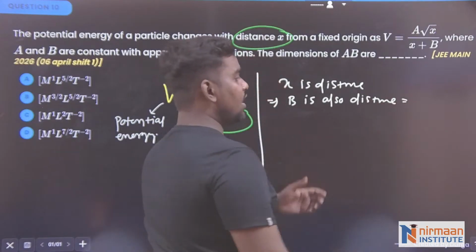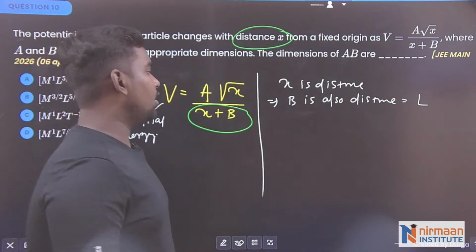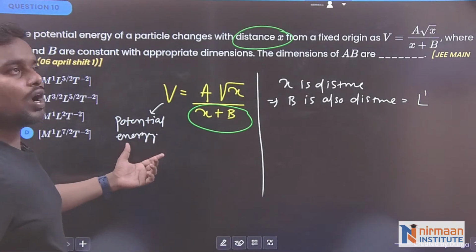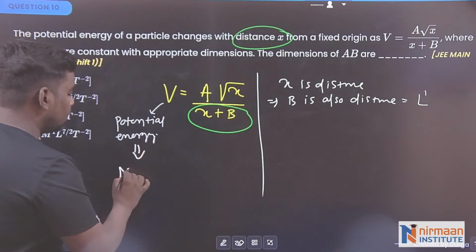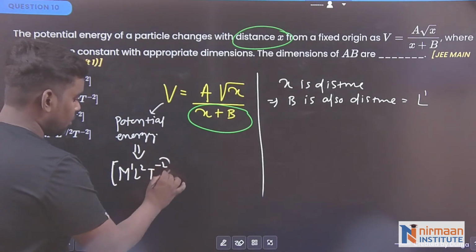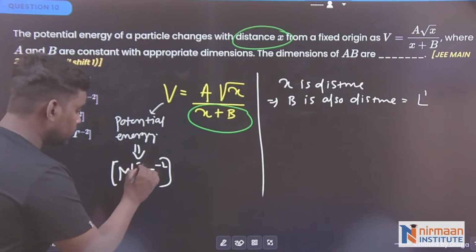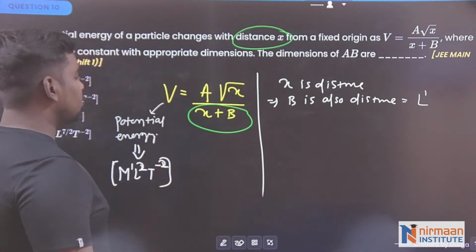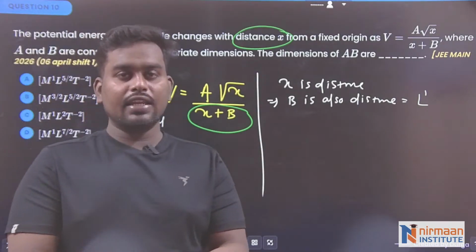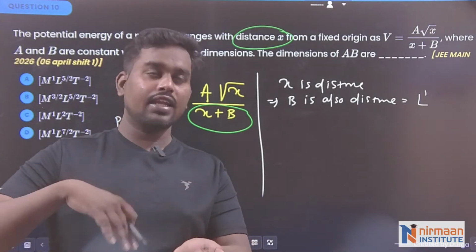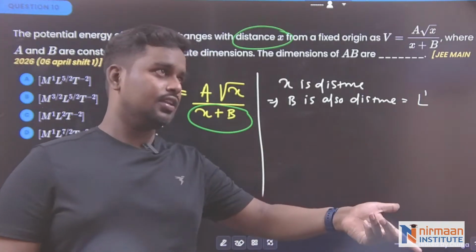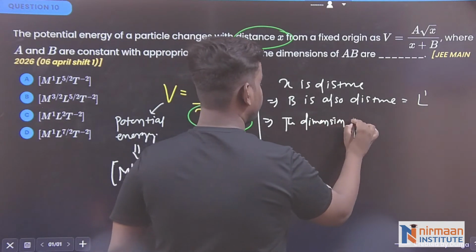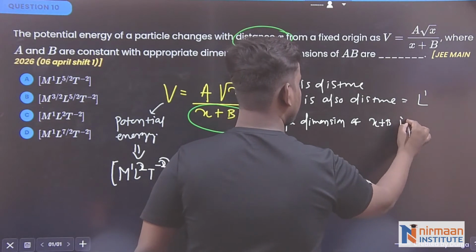And what is the dimension of distance? The dimension of b is L. Now what is the dimension of potential energy? Energy is work done. Its dimension is M1 L2 T minus 2. So now we got that the dimension of b is L. If I add L with L, I get L again. If you add length to length, you get length again. So the dimension of x plus b is L.